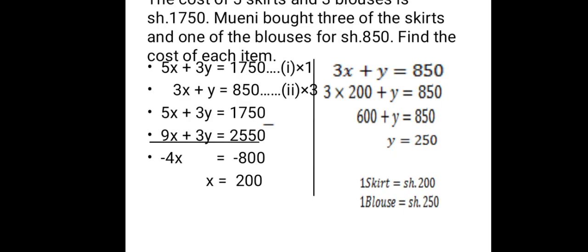Now, x becomes 200. We can substitute the value of x in any of those equations to get the value of y. Let me substitute in the second equation, which is 3x plus y is equal to 850. Wherever there is x, we put 200. So, 3 times 200 plus y is equal to 850. Therefore, 600 plus y is equal to 850. Solving, the value of y is 250. So we conclude that 1 skirt is equal to 200 shillings and 1 blouse is equal to 250 shillings.